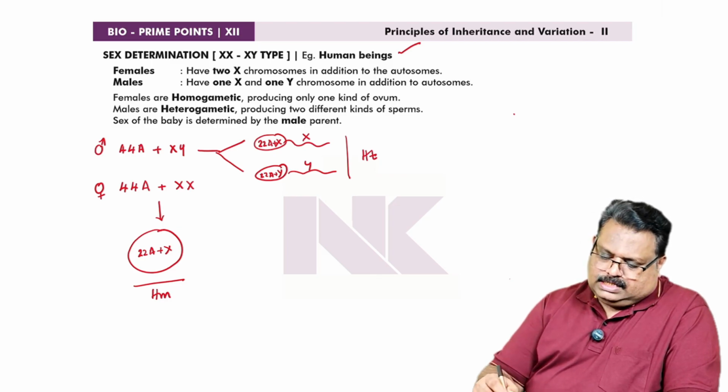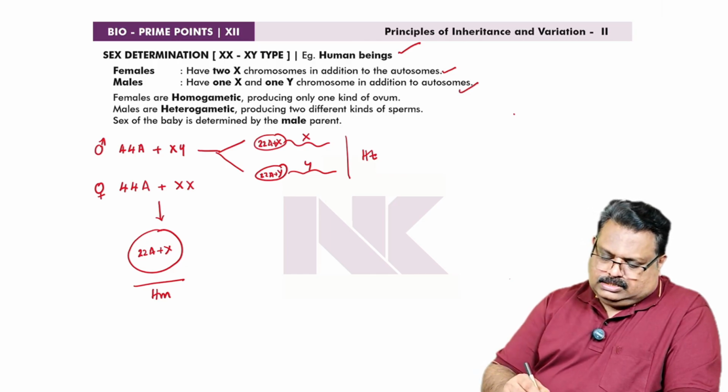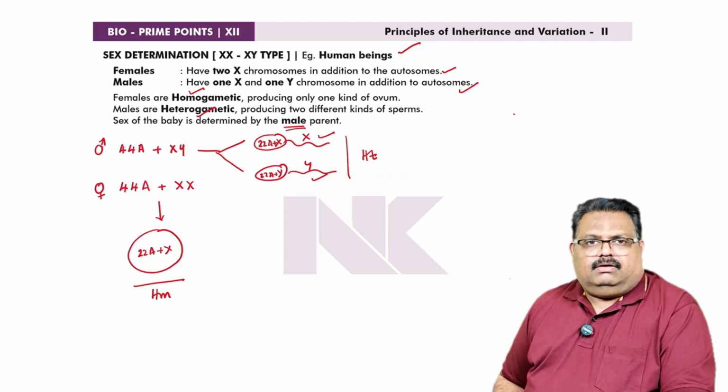Okay. The females have 2 X chromosomes in addition to autosomes. Males have only 1 X chromosome and 1 Y chromosome in addition to autosomes. So the females are homogametic, that means producing only one kind of ovum. Males are heterogametic, producing 2 kinds of sperm, the X-containing sperm and the Y-containing sperm. The sex of the baby is determined by the male parent. Why the male parent? Because he is the heterogametic parent.